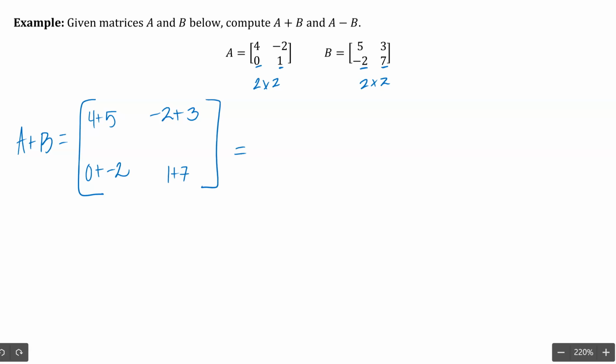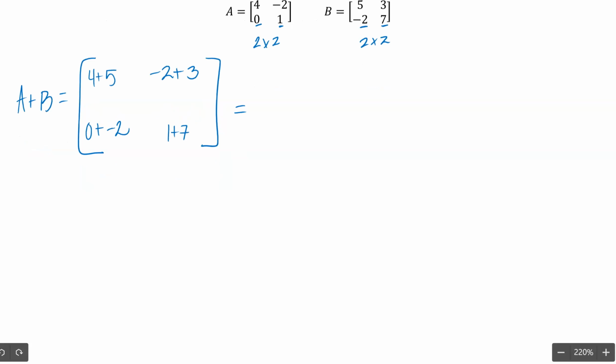Now let's make this look a little bit nicer, clean it up, and actually do the addition. So when we add A and B, we get 9, we get 1, negative 2, and 8. And that's our final answer for A plus B.